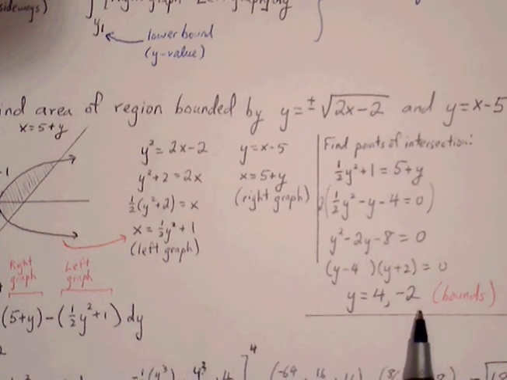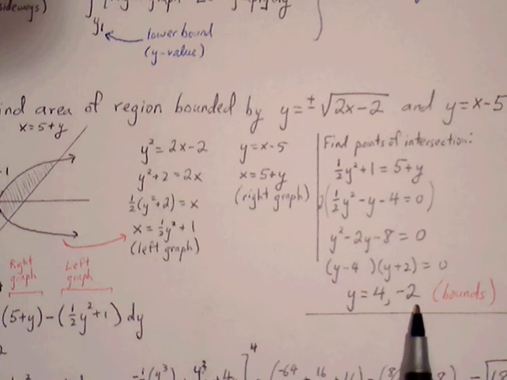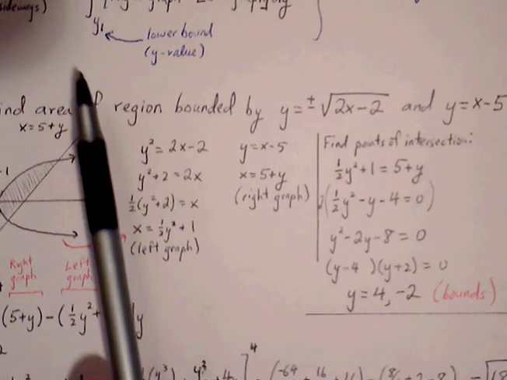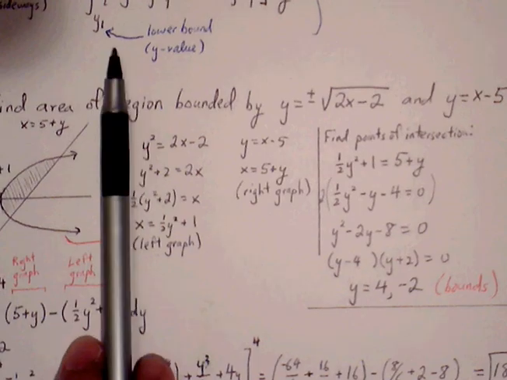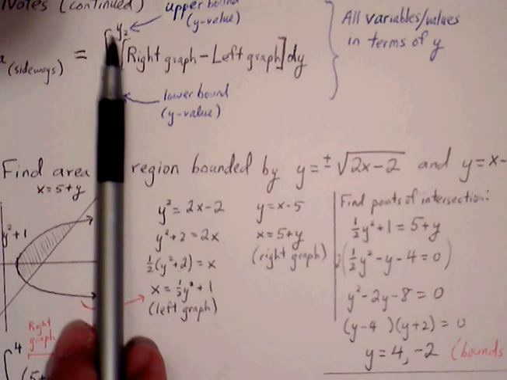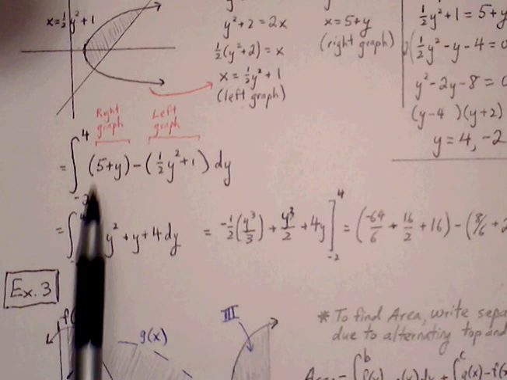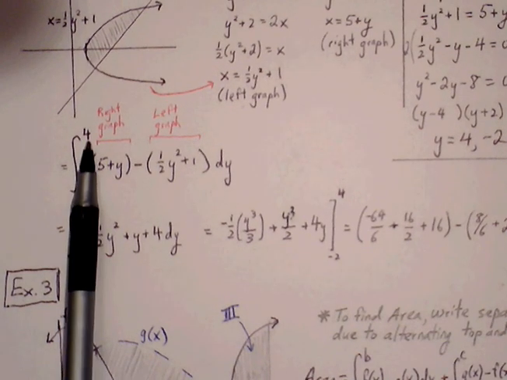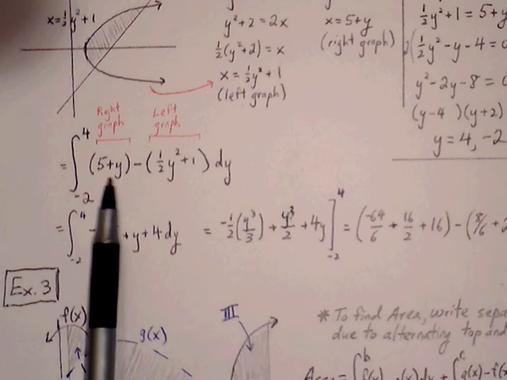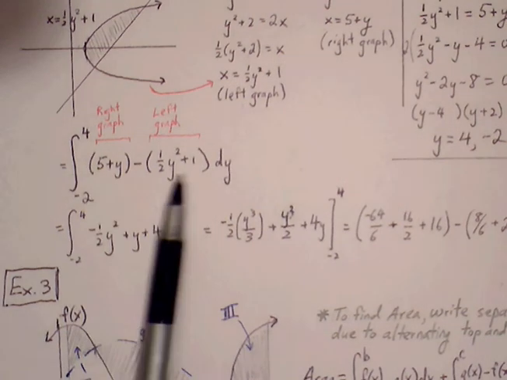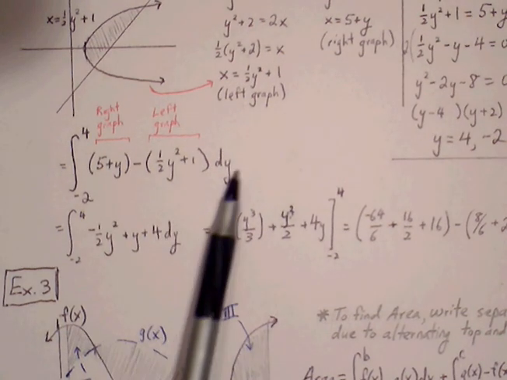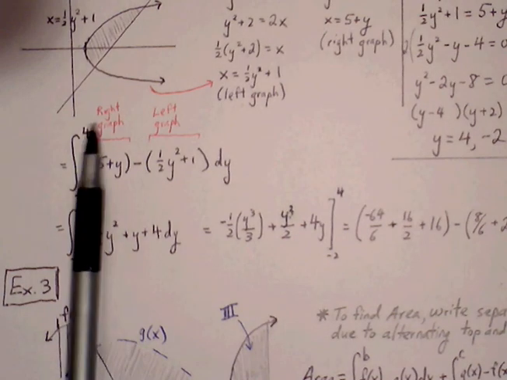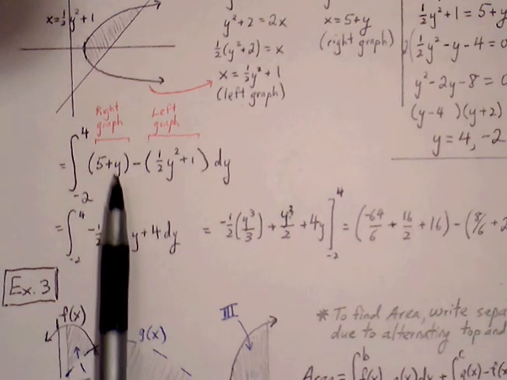These are our bounds. So our lower bound will be the negative 2, and our upper bound will be the positive 4. So we just plug this in our formula here. Negative 2 is our lower bound, 4 is our upper bound. The right graph, 5 plus y, our left graph, 1/2 y squared plus 1 dy. Notice everything that we're plugging here is in terms of y. You don't see any x's.